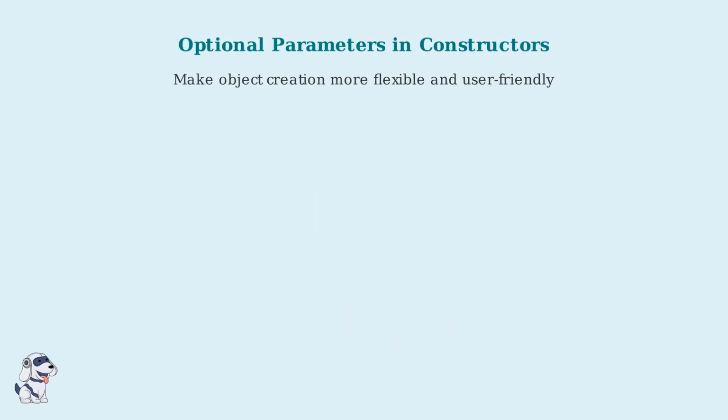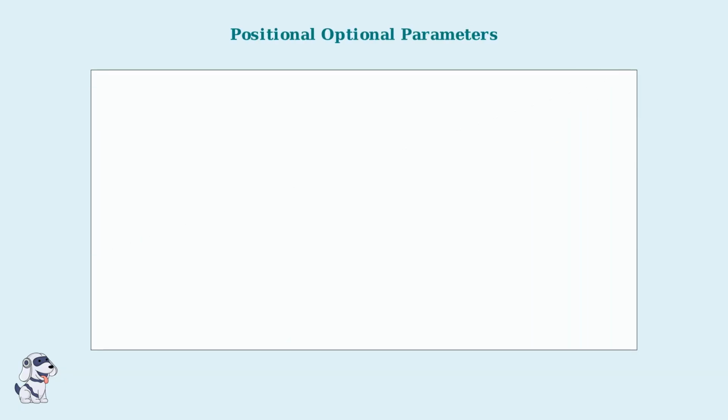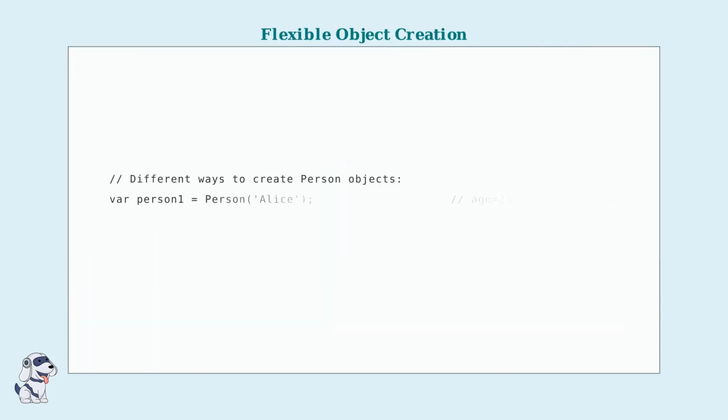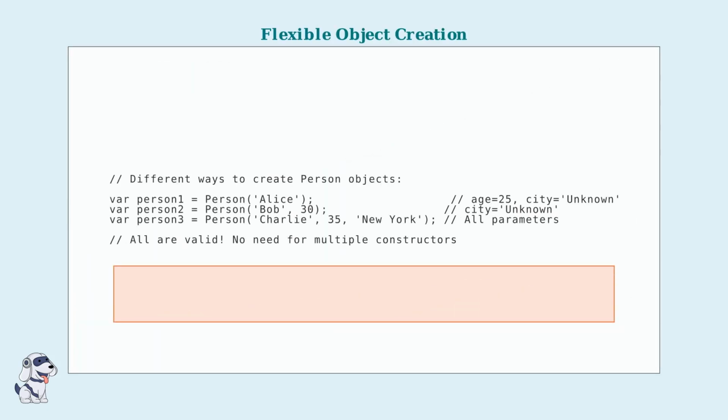Optional parameters in constructors provide tremendous flexibility when creating objects. Instead of requiring all parameters every time, we can make some parameters optional with default values. Let's start with positional optional parameters. These are enclosed in square brackets and can have default values. Here's a person class with optional age and city parameters. Now let's see how flexible this constructor is. We can create person objects with just a name, with name and age, or with all three parameters. Each call is valid and uses appropriate defaults.